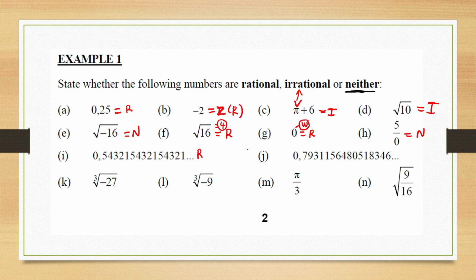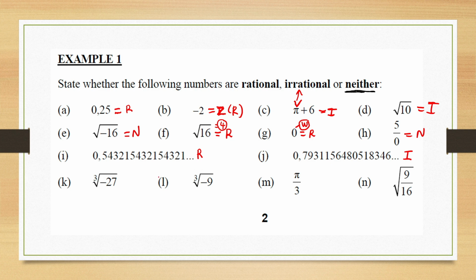Now let us look at J. Again, this is a decimal because there's a comma, and there's dots there, which means it is non-terminating. It does not terminate. It basically continues forever. So let us look at the numbers to see whether or not there's a pattern. 79311564805183446. There's no pattern at all. So it's non-recurring, so this will fall under your irrational numbers.